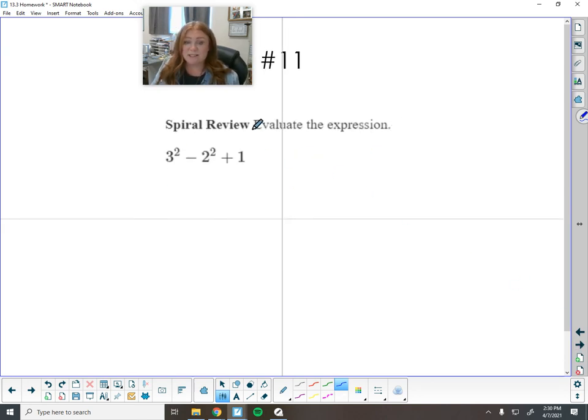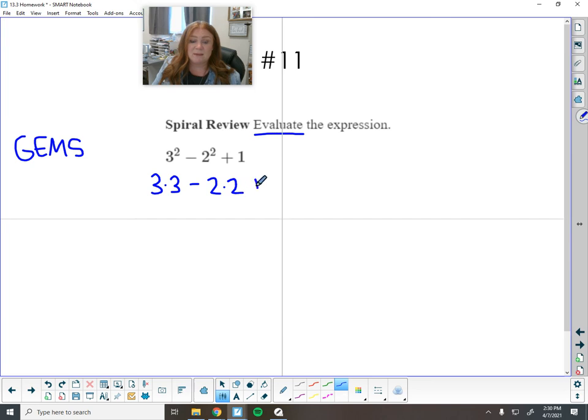Number 11 wants us to evaluate, which just means to solve anything we can to simplify it down. So we always follow our order of operations. We don't have any groups, but we do have exponents. This really means 3 times 3. That's 3 times itself, minus 2 times itself, plus 1. So we want to do this first. We want to do this second. And then we'll subtract these answers here and add on 1 more.